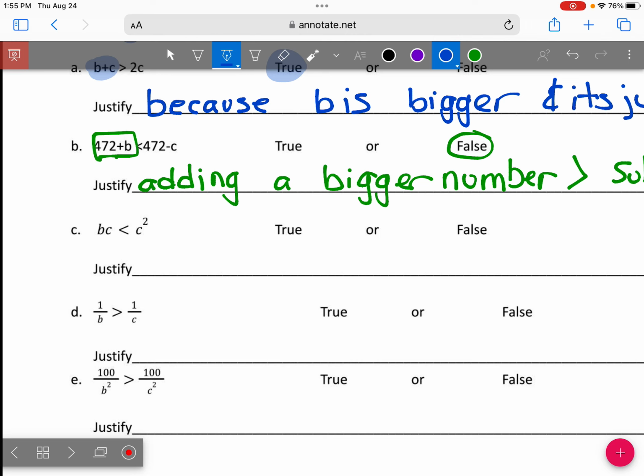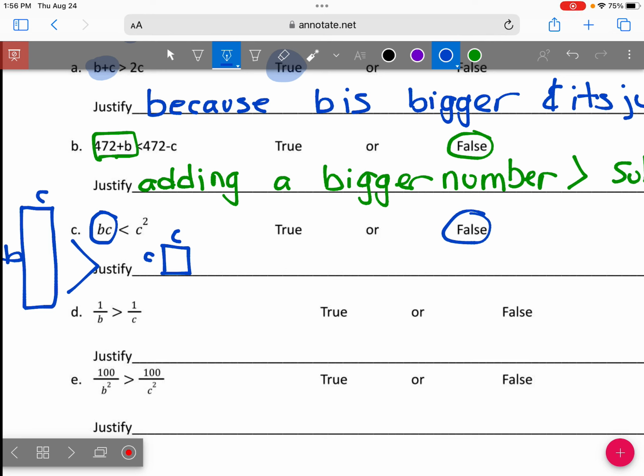I'm going to say, because remember, it's a big number. Think of it as an area model. Big number times a little number, or little number squared. Which one's bigger? BC versus CC. That side's going to be bigger. So this one is also false. And justification could be the area model that I just drew there.